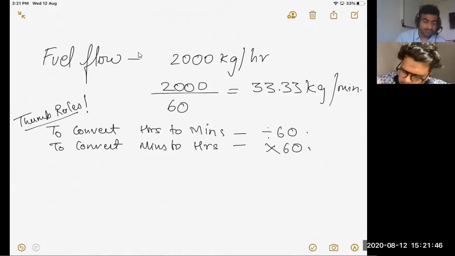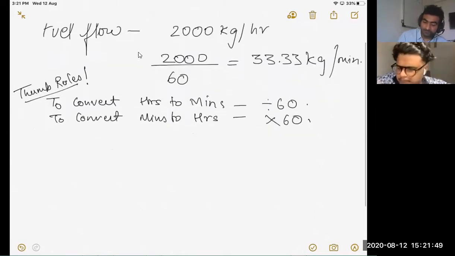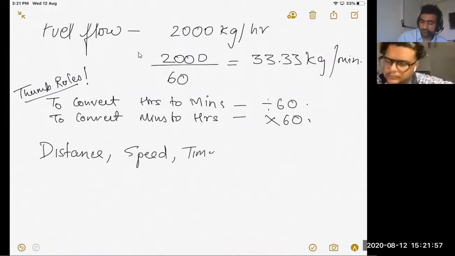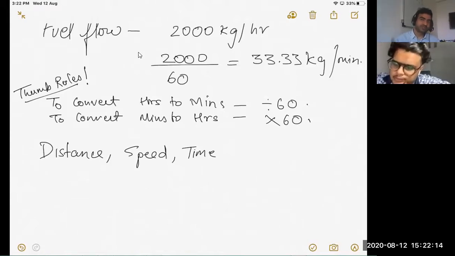Then we have sums related to distance, speed, and time. Find that out in the calculator. Did you find it? There is airspeed, fuel, climb, descent, wind component, distance, speed, and time. Check every option one by one.